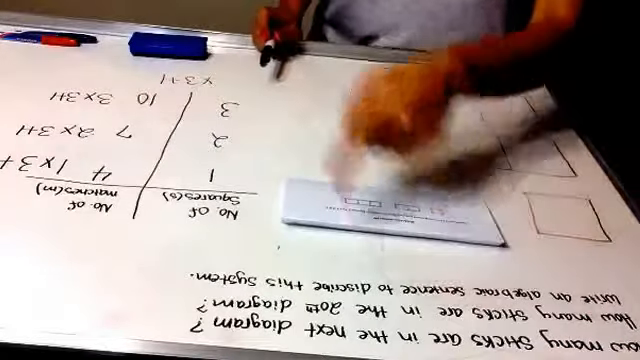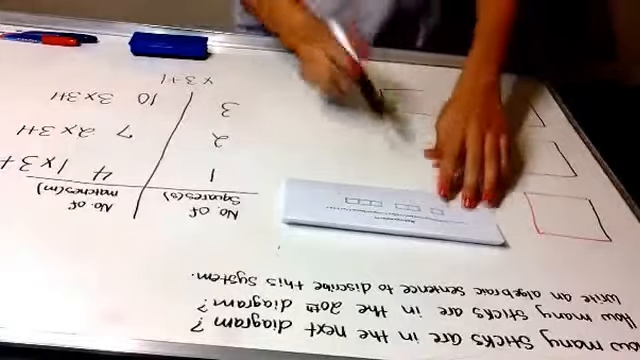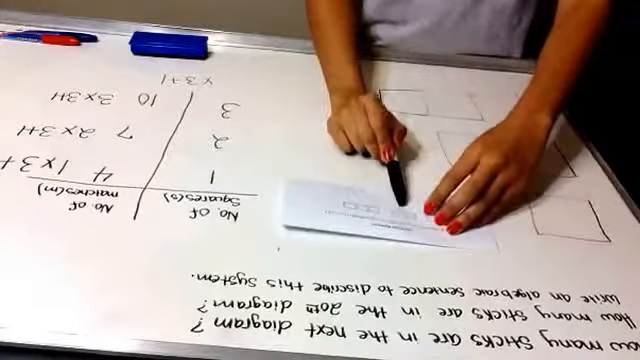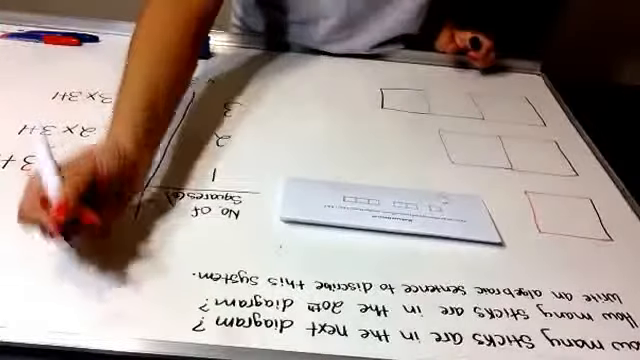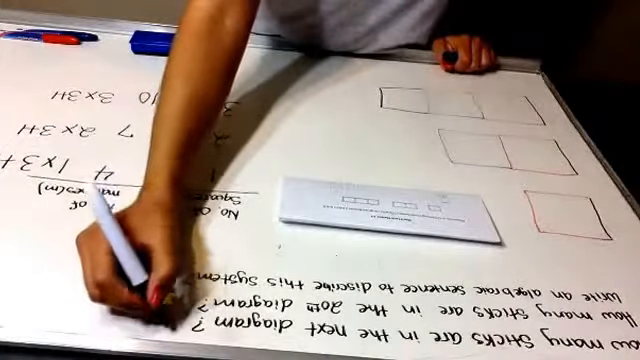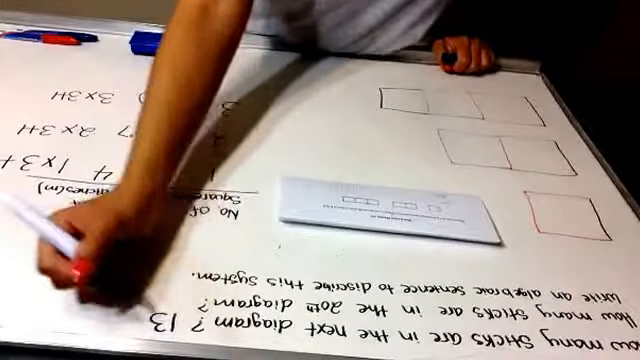How many sticks are in the next diagram? Which would be 4, right? So if you look at this chart that I have here, the next diagram would be 4. So we know that the next number of sticks is 13.